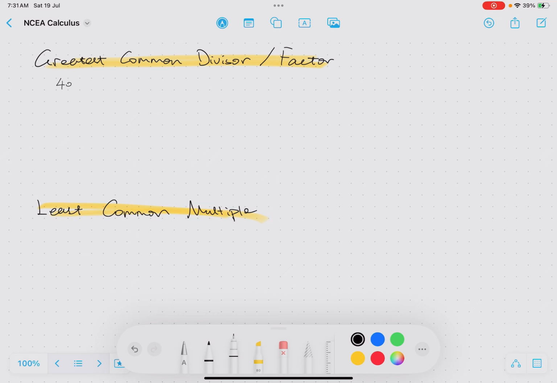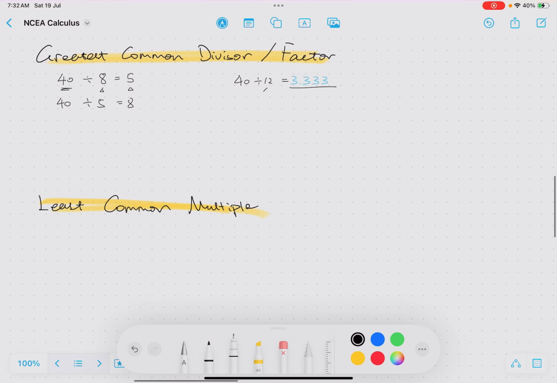So if we have a number 40, we're thinking about what it can be divided by that will leave us with no decimal. An example of this would be 8. That will give us 5. So this makes 8 and 5 both a divisor or a factor of 40. As you can imagine, if 40 is divided by 5, you'll also get 8. So no decimals as an outcome. If we use a number like 12 to divide 40 by, we will get a decimal, 3.333. And that means this is not a divisor or a factor.